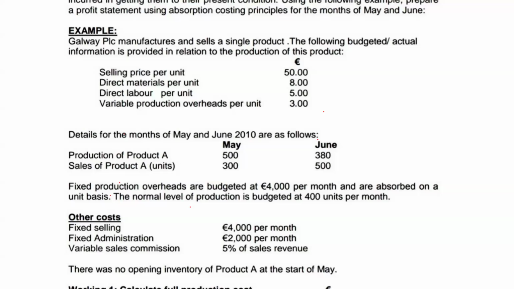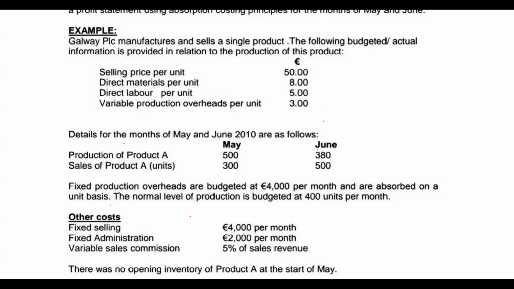This is how you go about it. Since you already have the budgeted one, we need to look for the actual fixed production overhead and find the difference. Okay. So now let's go. What is the fixed production overhead? How do you go ahead and find the fixed production overhead? That's our question.